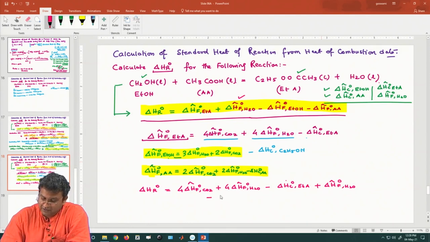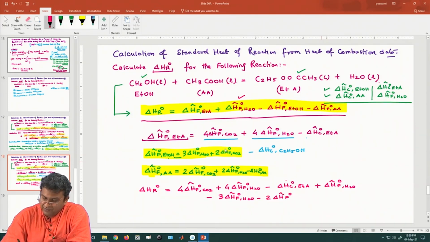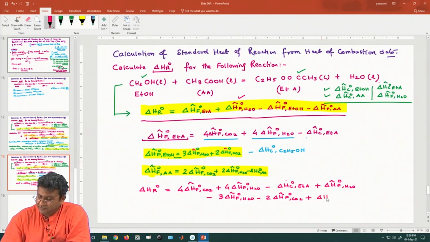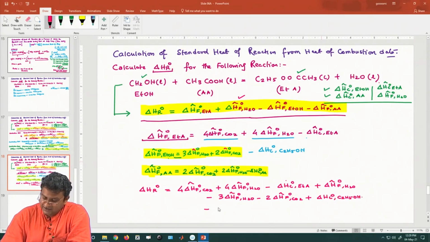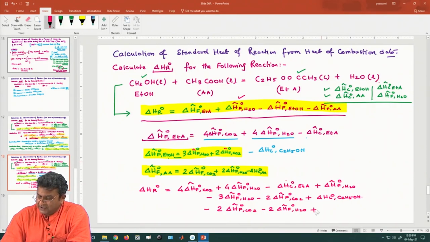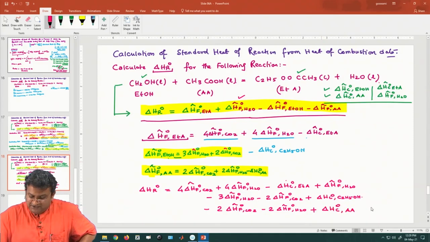So, heat of formation of ethyl alcohol is minus 3 heat of formation of H2O, minus 2 heat of formation of CO2, this will all come with caps, sorry about it, plus the heat of combustion of C2H5OH, minus twice the heat of formation of CO2, minus twice the heat of formation of H2O, plus heat of combustion of acetic acid. And here you need to check what you have.